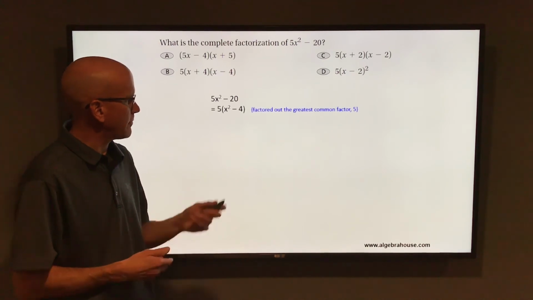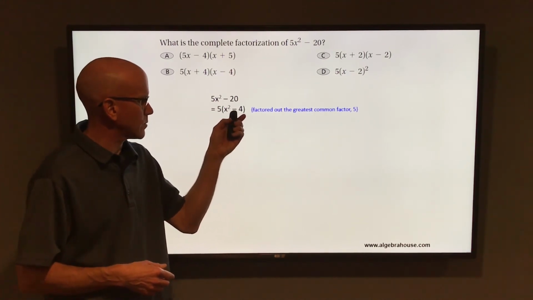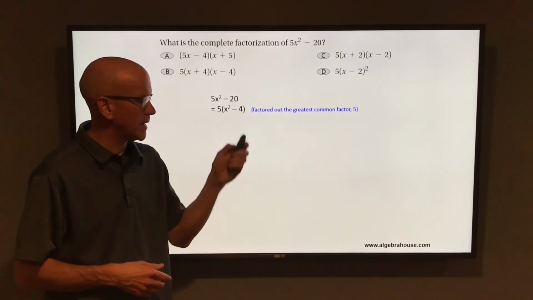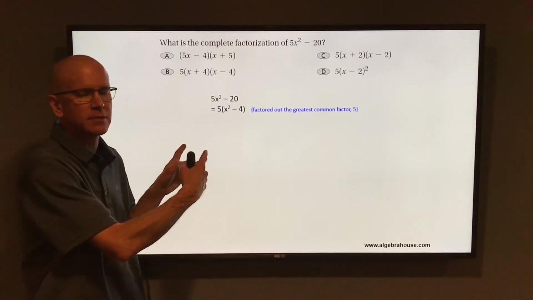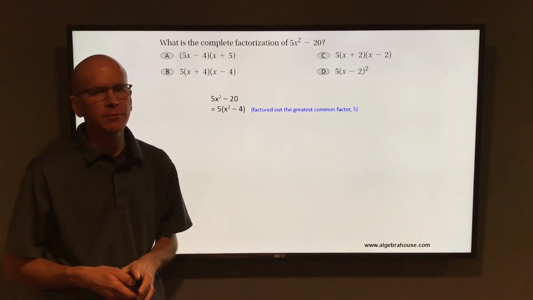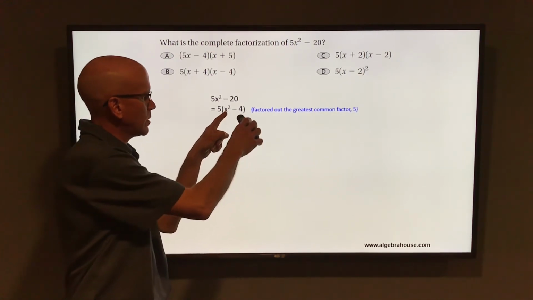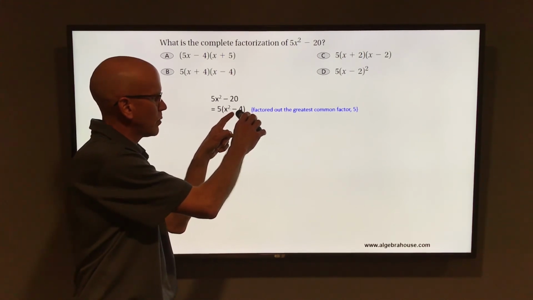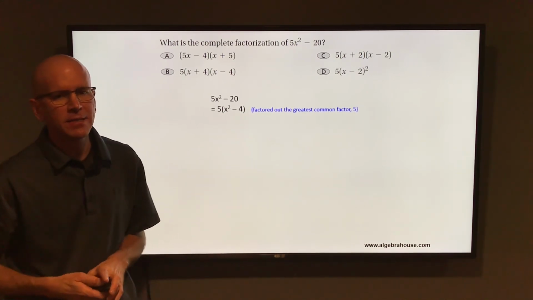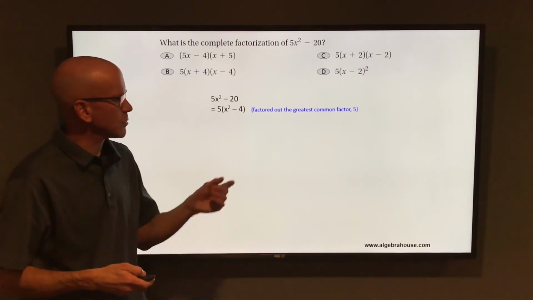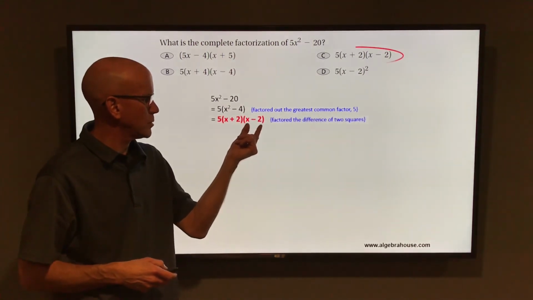Divide each term by 5, so 5x squared divided by 5 is x squared, and negative 20 divided by 5, that is negative 4. Now look at that, x squared minus 4. That is a difference of two squares. You have x squared is a perfect square, 4 is a perfect square with a minus sign between them. That is a difference of two squares. That's going to factor into x plus 2 times x minus 2.